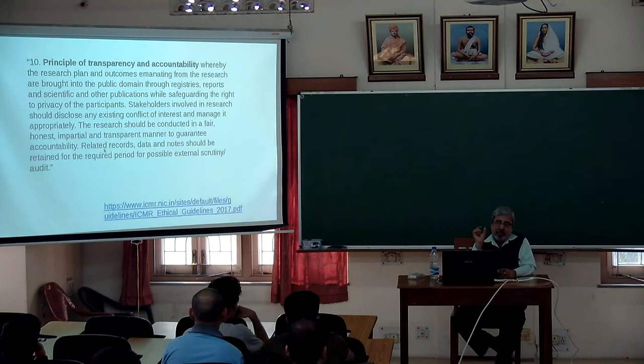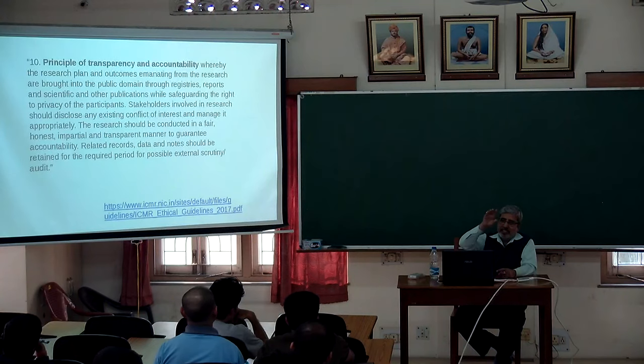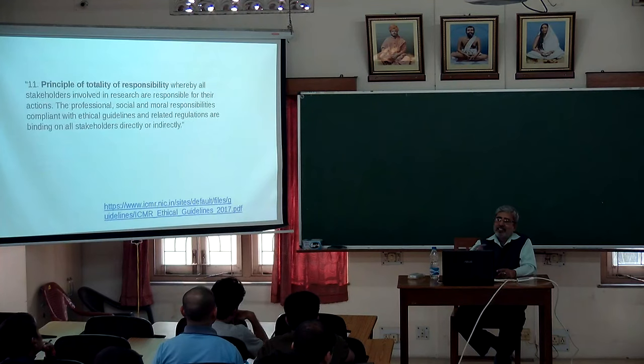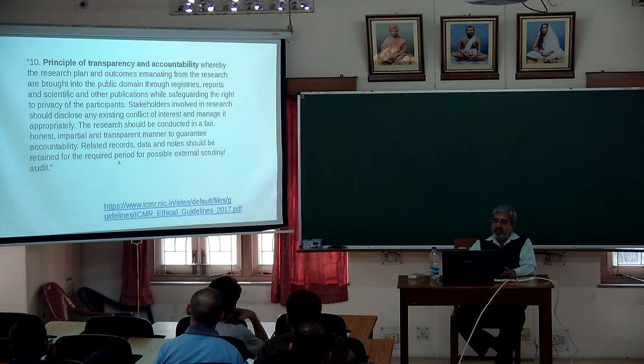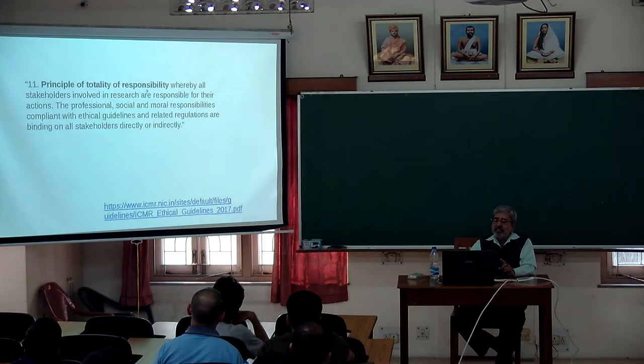See, if there is a total failure in gross, including everything, then it is a second part. At first, accountability is fixed that this man is accountable for this, this man is accountable for this, but there is some other component, totality of responsibility. Who takes the responsibility? Totality of the responsibility, whereby stakeholders involved in research are responsible for their actions.